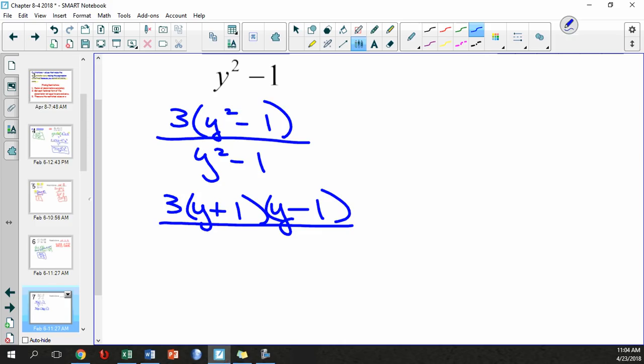Can I factor that denominator completely? I need to factor that, it's two binomials, right? There's no GCF. So I just need to turn that into y plus 1 and y minus 1. Correct?